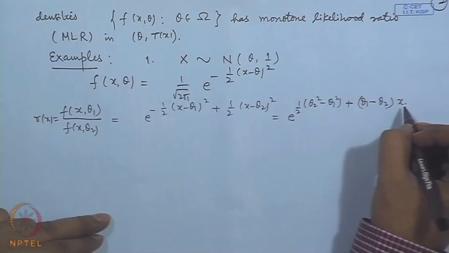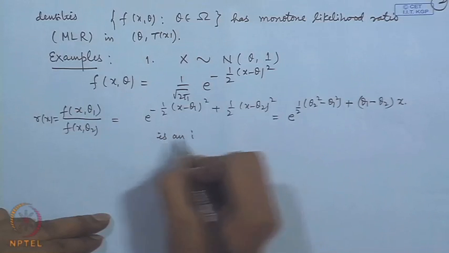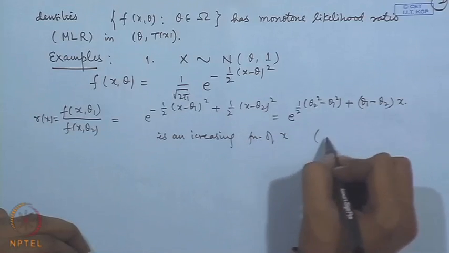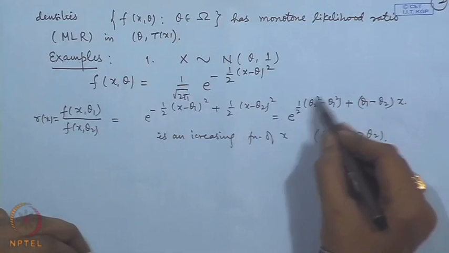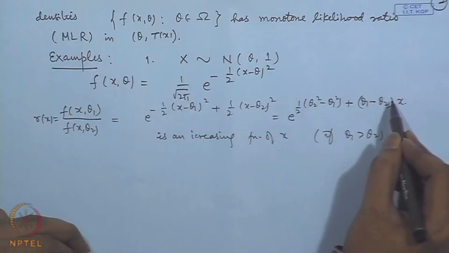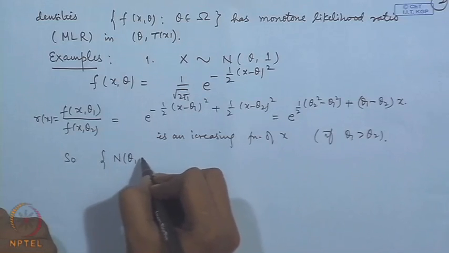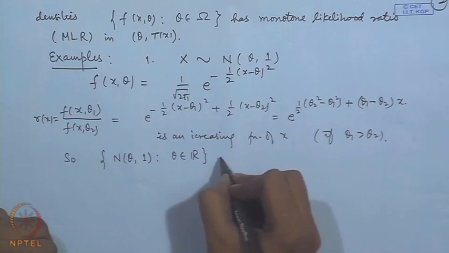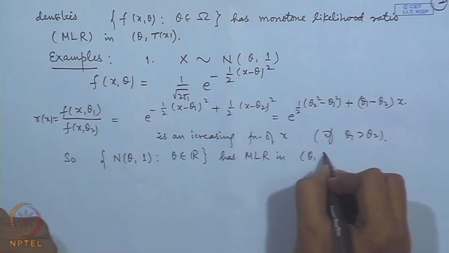So, you can look at this. This is an increasing function of x if theta 1 is greater than theta 2, because this is constant, and if theta 1 is greater than theta 2, e to the power this becomes an increasing function of x. So, this family of distributions normal theta 1, where theta belongs to the real line, has monotone likelihood ratio in theta and x.